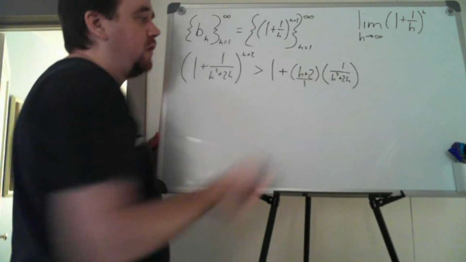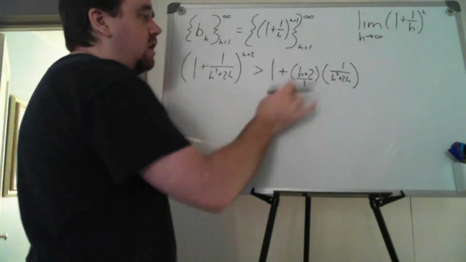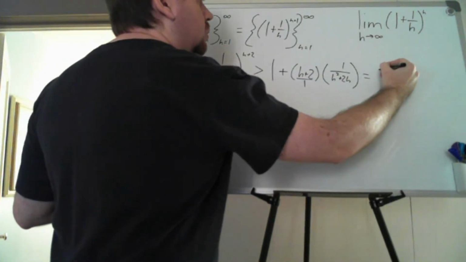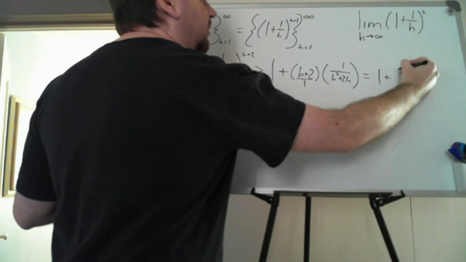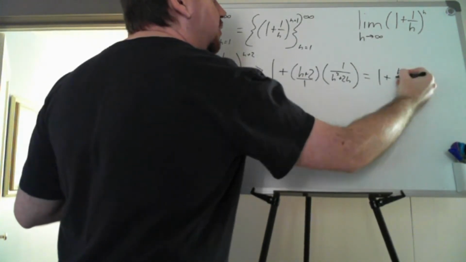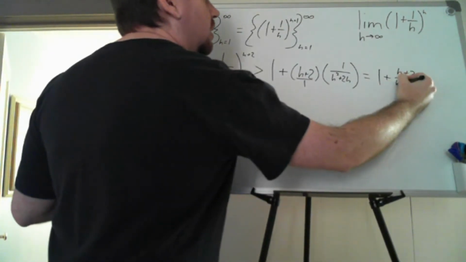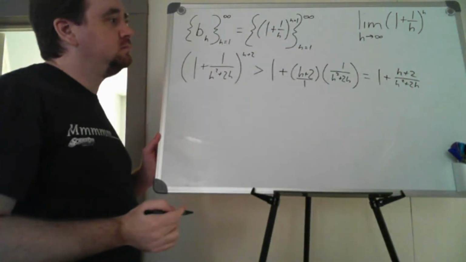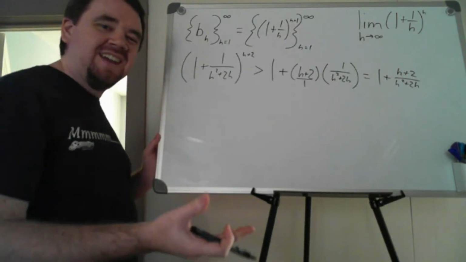This is really like a fraction over 1. So I multiply across the top, across the bottom. This is just 1 plus h plus 2 over h squared plus 2h. And again, I'm adding here.